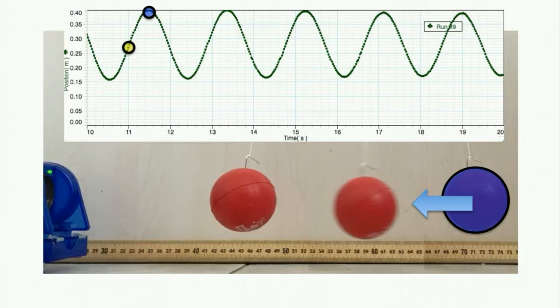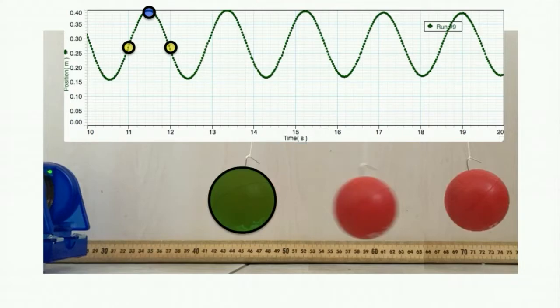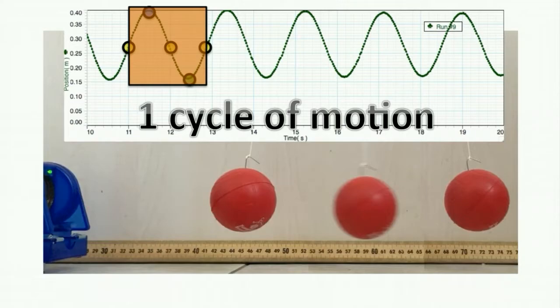Now, after hitting its maximum position, it starts to move back towards equilibrium. And it passes through equilibrium again, and this is shown there. It continues moving, and then hits another extreme position. That's shown there. And now it turns around, goes back to equilibrium, and that's represented by that specific point on the graph there. This represents one cycle of motion.